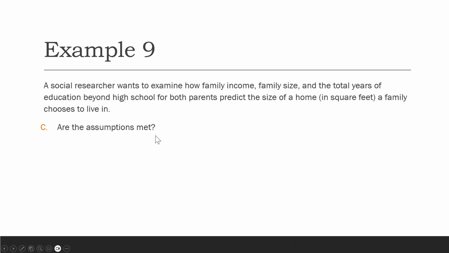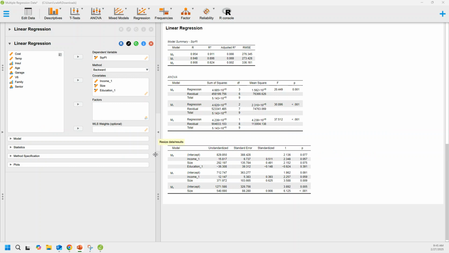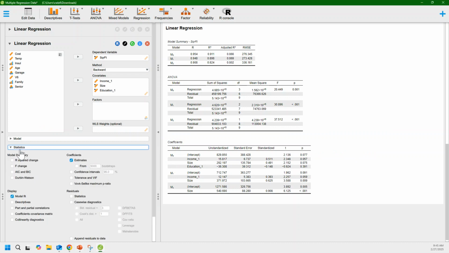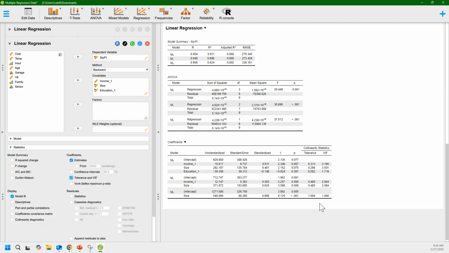Part C, are the assumptions met? So what I'm going to do is go back to JASP here. I know I need my VIF, so I'm going to start here under the statistics, coefficients, VIF, tolerance. Look at the final model, and in my final model, my VIF is 1. That's less than 10. I'm good to go there.